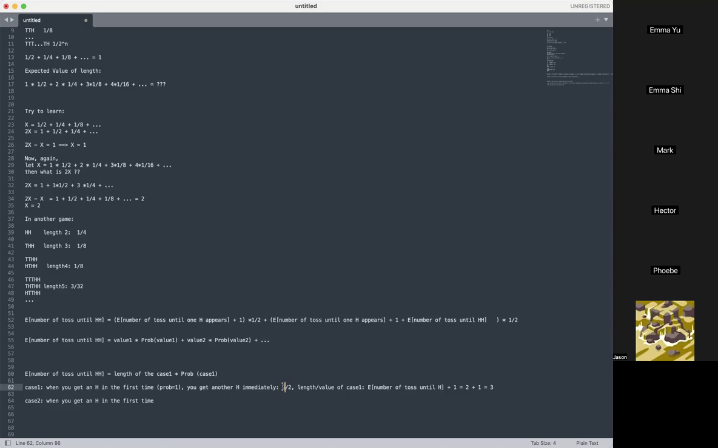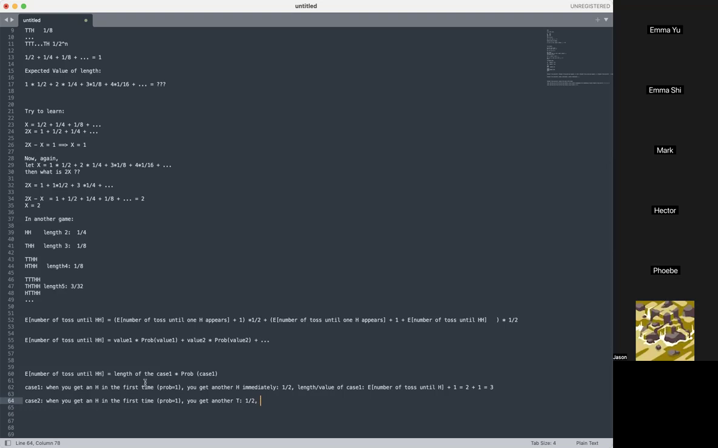Because when you get H for the first time, there are only two cases following. Case 1 is you get an H immediately and then you stop the game. Case 2 is you get a T and you don't stop the game, right? But it also happens with 1/2 probability. So when you get an H the first time, this has probability 1, and you get another T, and this has probability 1/2.